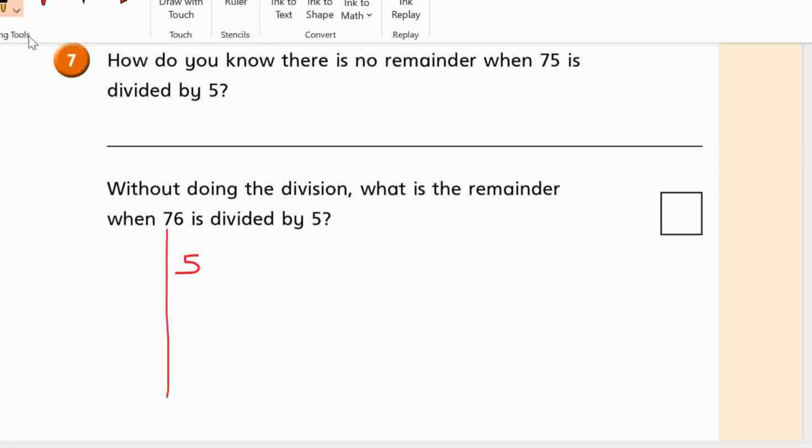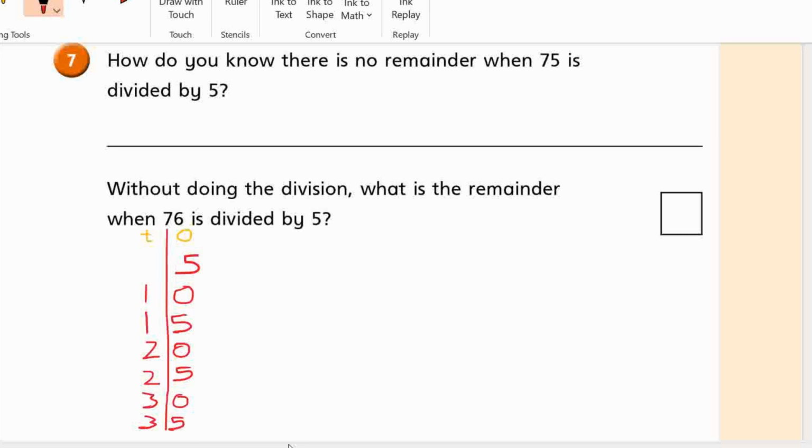I'm going to do, this is the 10s and this is the 1s. Okay. What's 2 times 5? What's 3 times 5? What's 4 times 5? What's 5 times 5? What's 6 times 5? What's 7 times 5? Okay, I think we've done enough. What do you notice about the 1s? So the 1s are all 5 or 0, aren't they?